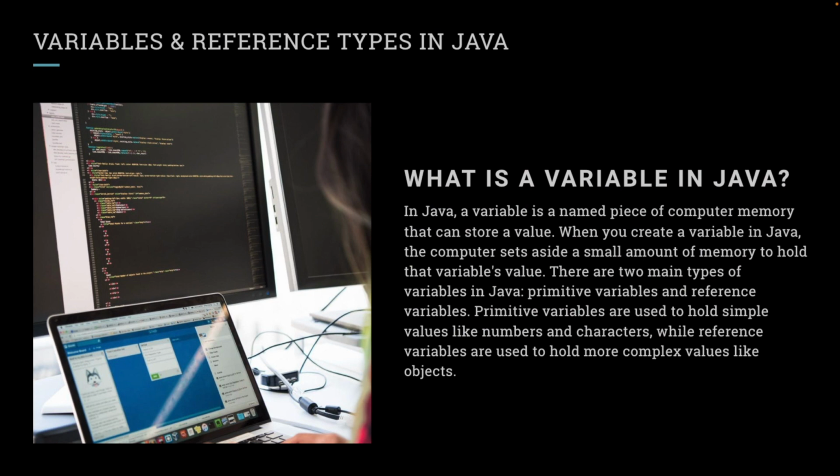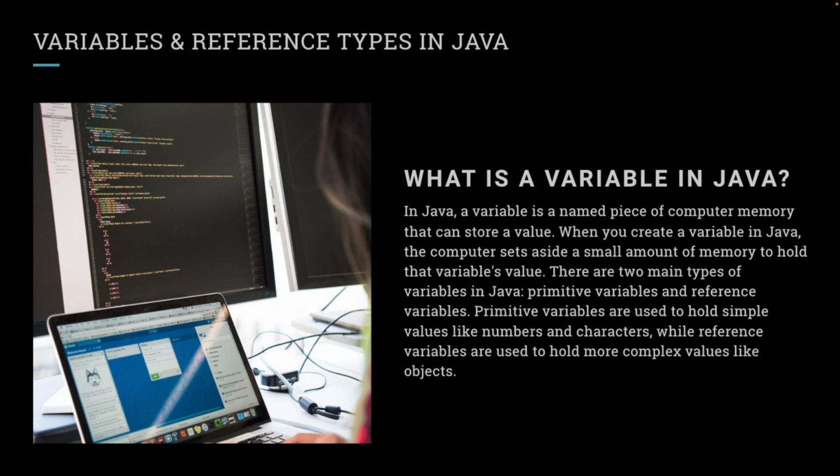I'm going to begin by explaining what exactly a variable in Java is. In Java, a variable is a named piece of computer memory that can store a value. When you create a variable in Java, the computer sets aside a small amount of memory to hold that variable's value. And there are two main types of variables in Java: primitive variables and reference variables.